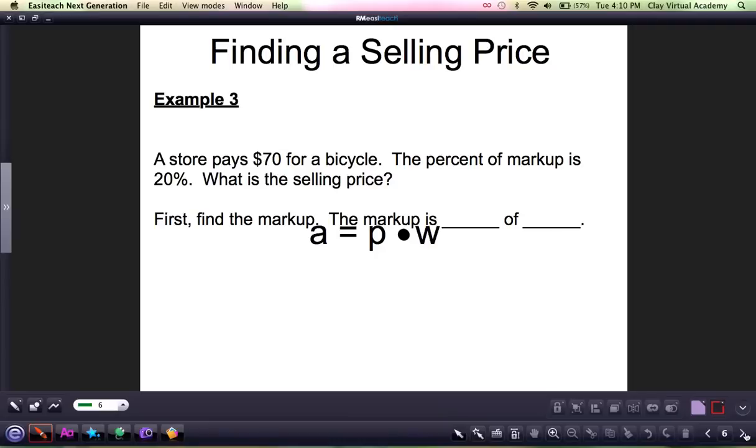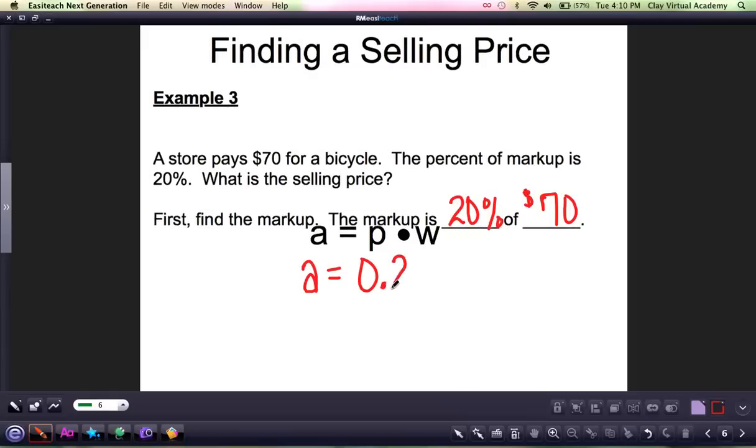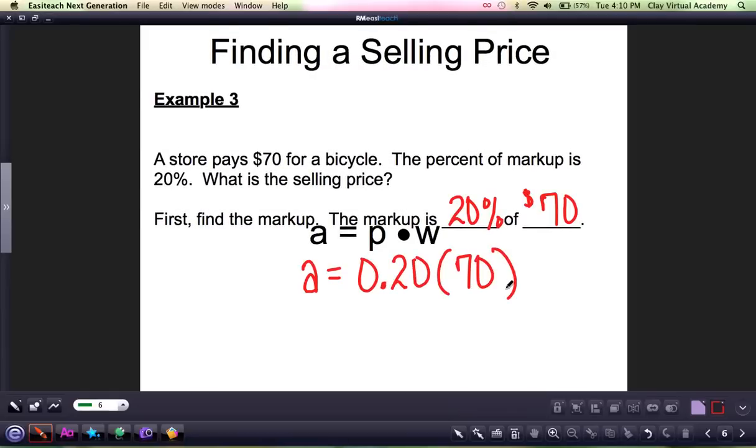So first we need to find the markup. Okay, the markup is 20% of $70. So let's write that in there. Is 20% of $70. And I plug this into my formula, A equals P times W. And I want to find out what amount is 20% of $70. Okay, so I take 70 times 0.20 and I come up with A equals 14.